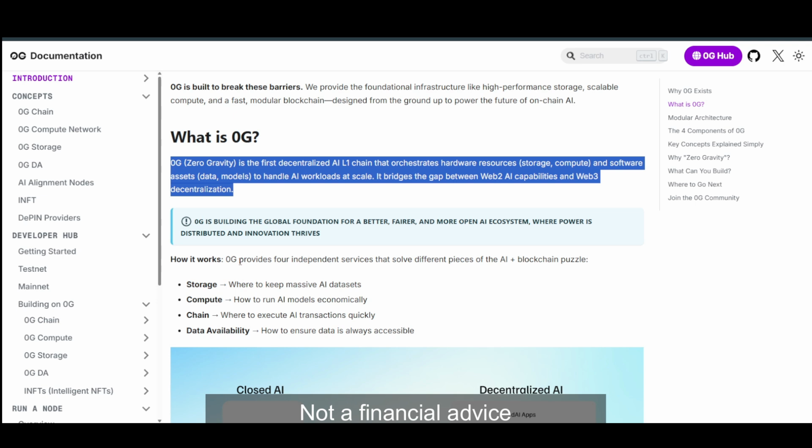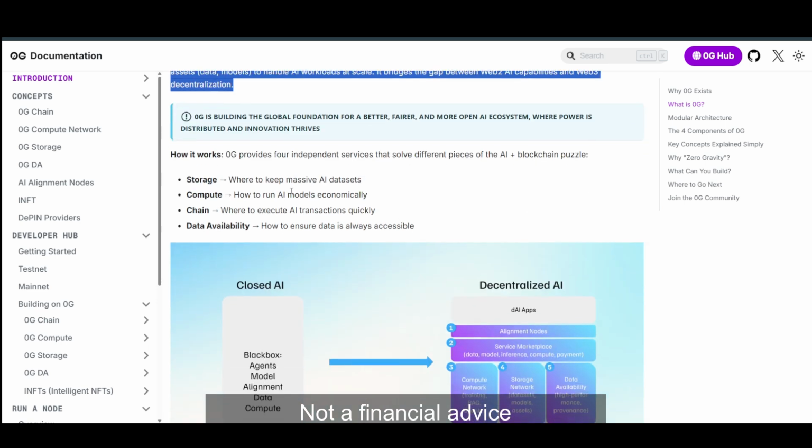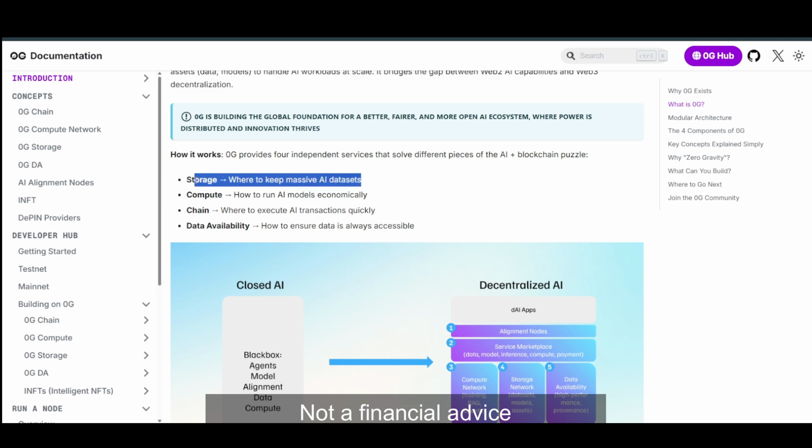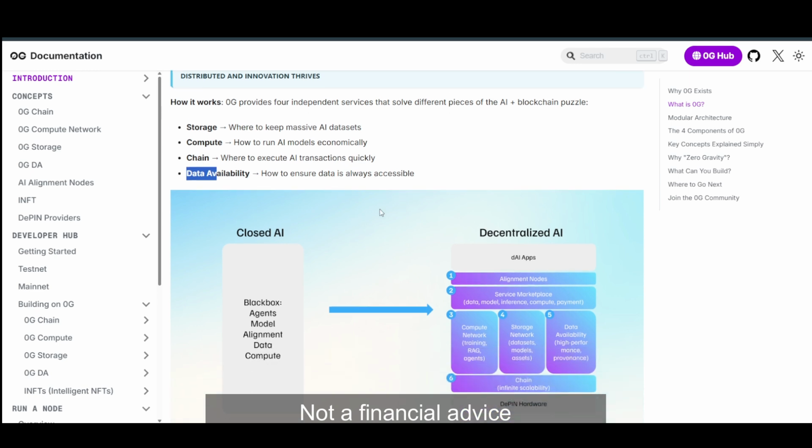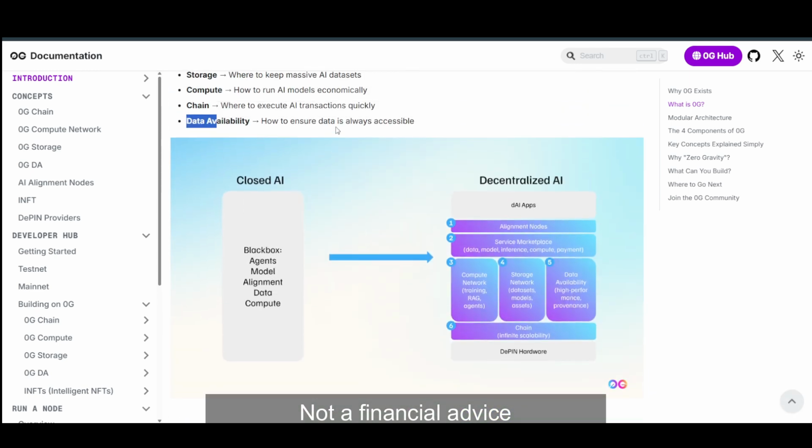Now they have four independent services that solve different pieces of the AI plus blockchain puzzle. The first one is storage, where to keep the massive AI data sets. So that's, I would say, fairly easy to understand. After that, they have compute, how to run AI models economically. After that, they have chain, where to execute AI transactions quickly. And after that, they have data availability, how to ensure data is always accessible. So they have these different things.